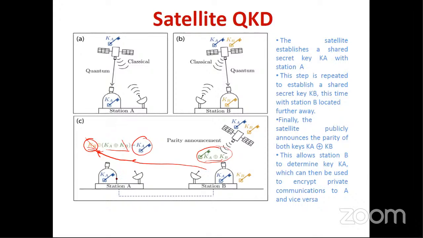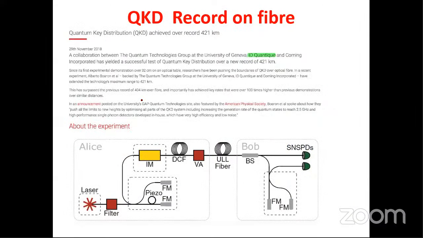So the idea is that using entangled photons, this kind of system is implemented, and station A and B can be far apart, maybe on different continents. So using satellite QKD, we can increase the distance for QKD. Because if you do it over a fiber channel, you can do it for 100 kilometers only. To have 1000 kilometer distance, you will use satellites for QKD. The highest record is 421 kilometers only.